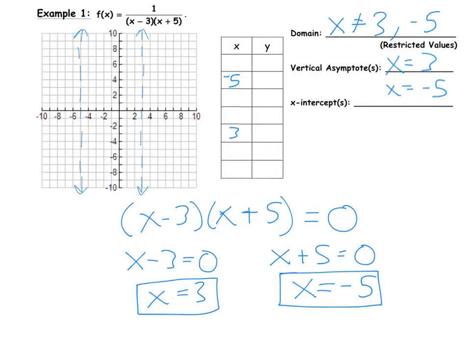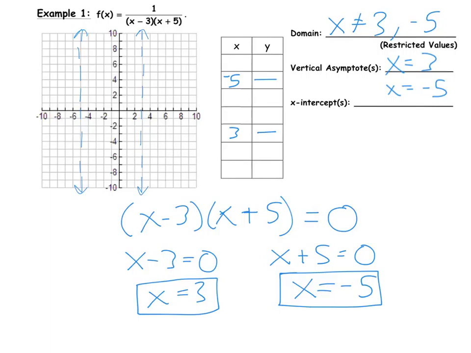Now here's what I know. When I plug in -5 into our function, we are dividing by 0. So there's no y value, right? That's where I have this vertical asymptote, this barrier that I cannot cross. Same thing when x equals 3. That makes my denominator 0, and so I cannot cross.